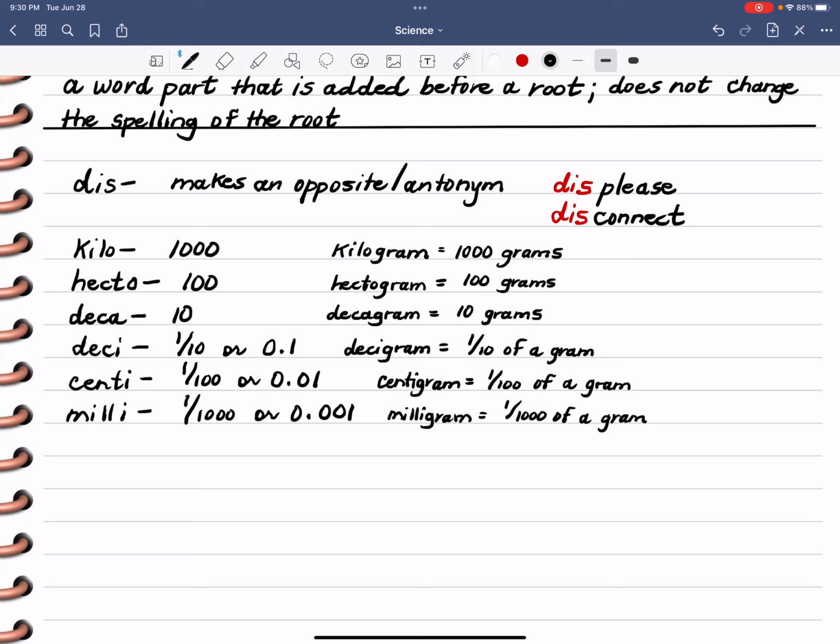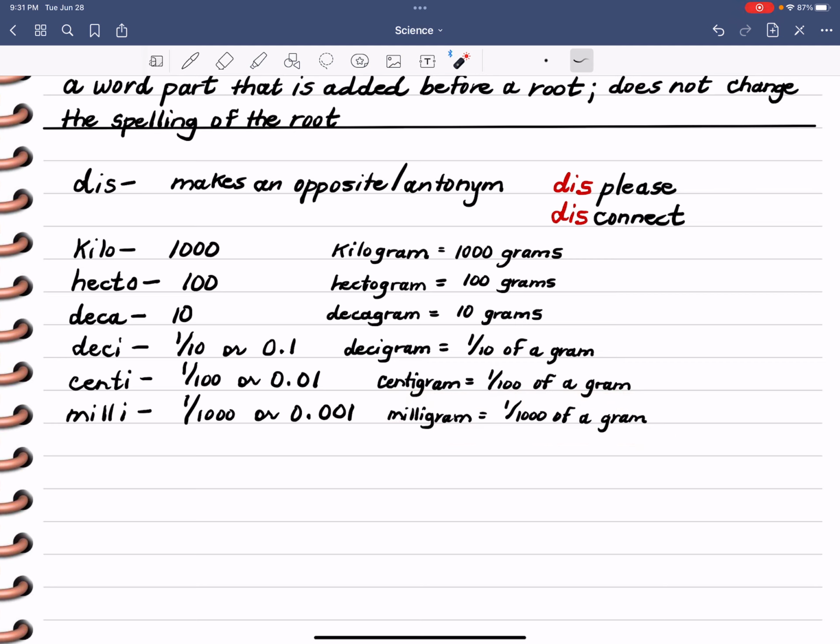So if I tell you that a large paper clip weighs about 1 gram, if I take 1,000 of those paper clips and put them together, that's approximately the weight of 1 kilogram. If I take that paper clip and I cut it into 1,000 equal parts, one of those parts would be the weight of a milligram.